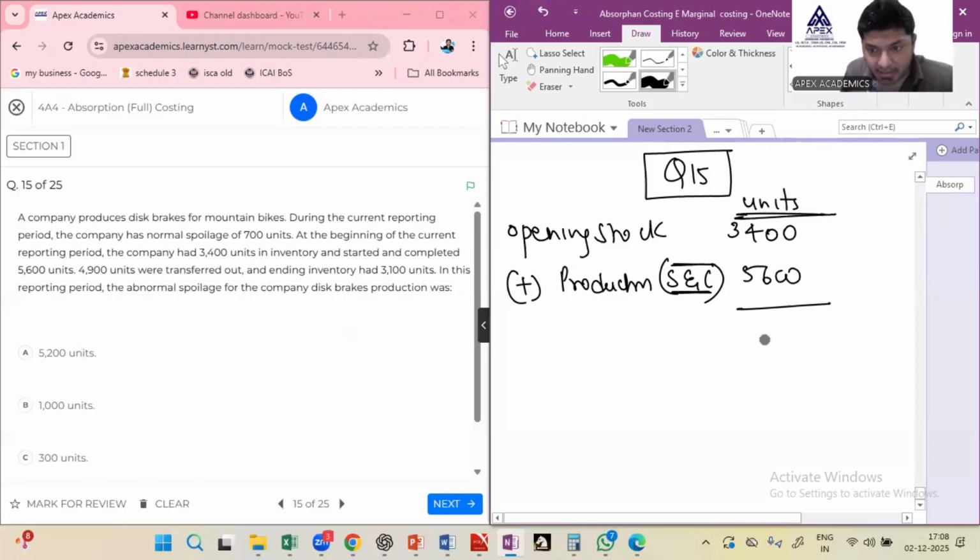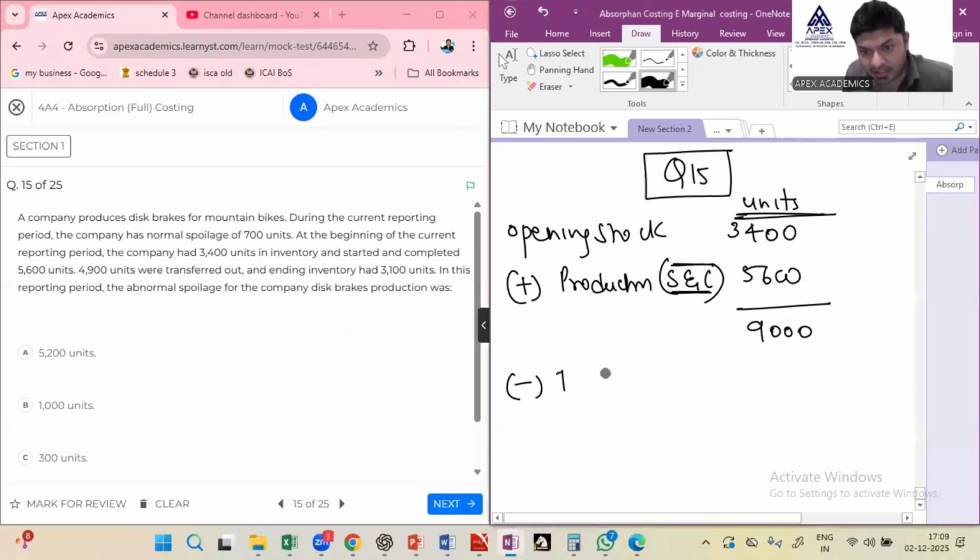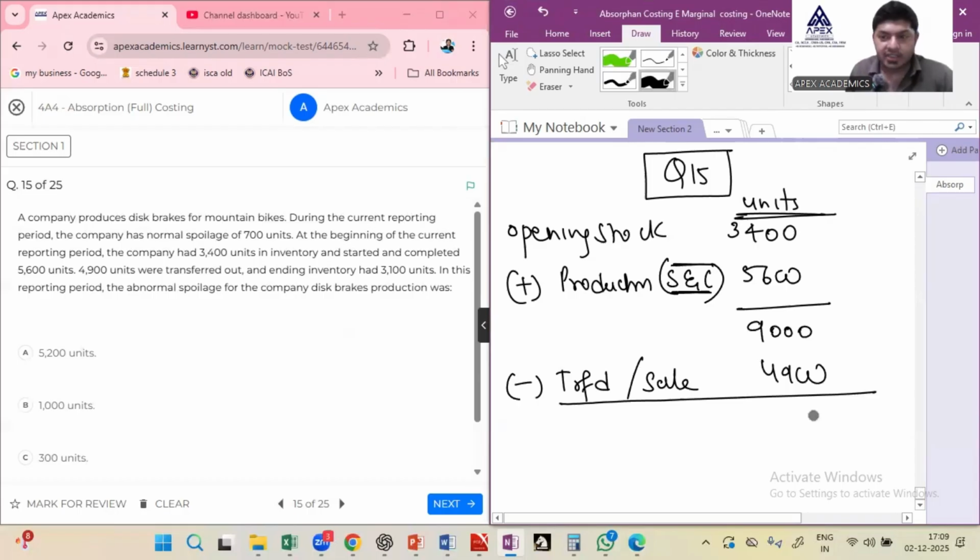तो आज की तारीख में मेरे हाथ में 9,000 यूनिट्स रेडी है. सर 4,900 यूनिट्स आर ट्रांसफर्ड आउट, मतलब हमने इन्हें बेचने के लिए आगे भेज दिया है. और आई कैन यूज द वर्ड सेल. वो 4,900 थे. सर हमारे हाथ में कितने यूनिट्स बचे? सर हमारे हाथ में बचे 4,100 यूनिट्स.